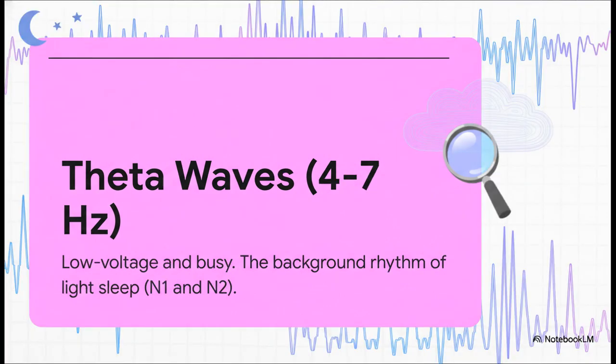Next, there's theta. You can think of this as the workhorse of light sleep. It's got a lower voltage, it looks a little busier than those big delta waves, and it pretty much forms the background rhythm when someone is just starting to drift off into those early stages.